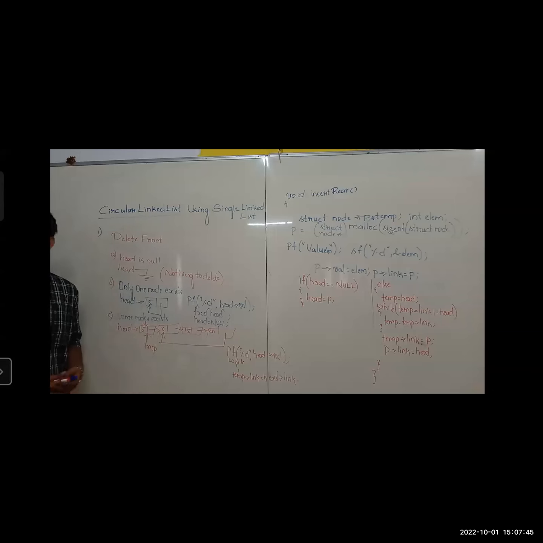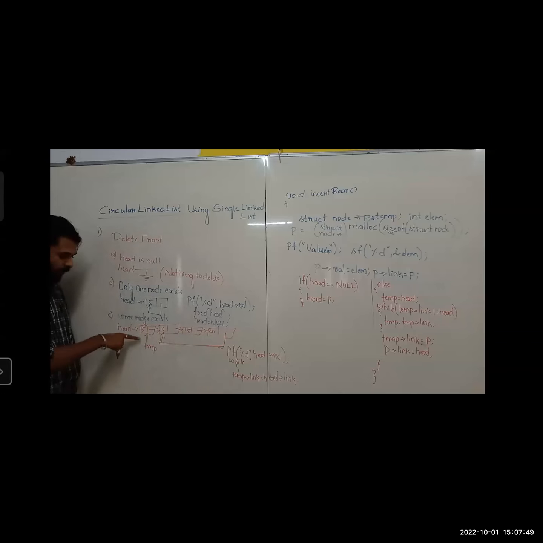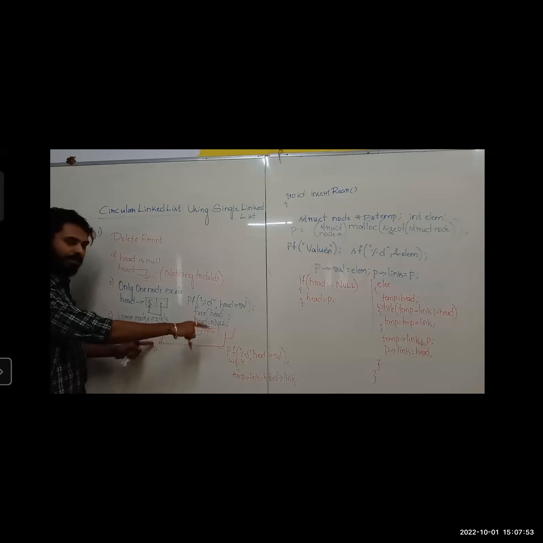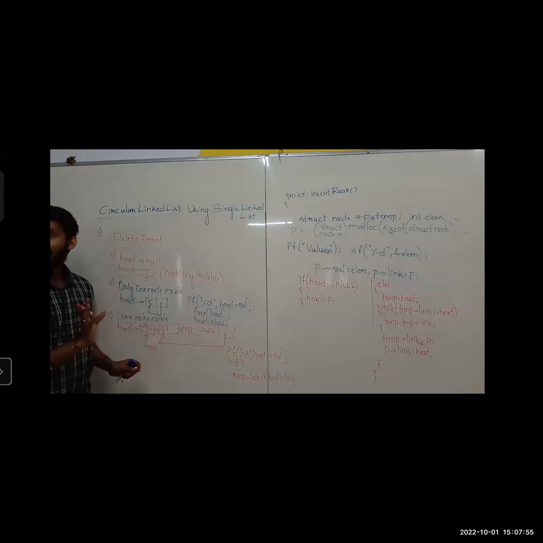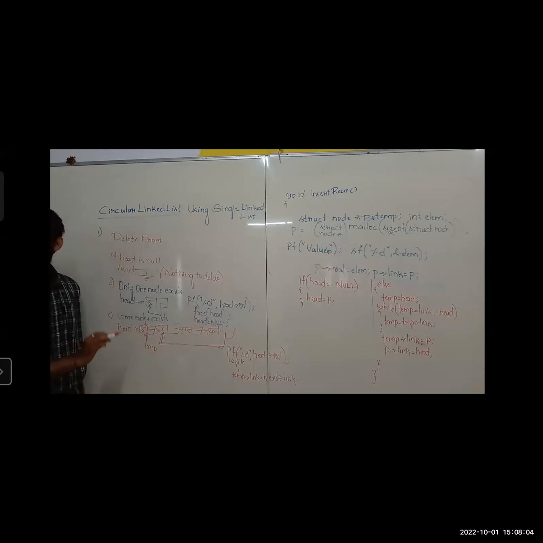Got it? Now what have I done? I have established this connection. It was pointing to here. Now I cancelled it and I'm pointing to here. Now the connection has been established. After that, if I change the position of temp, will it affect anything? Previously temp was pointing here. Now I will make my temp point to here. Any problem? No. Because ultimately I want to delete this node.